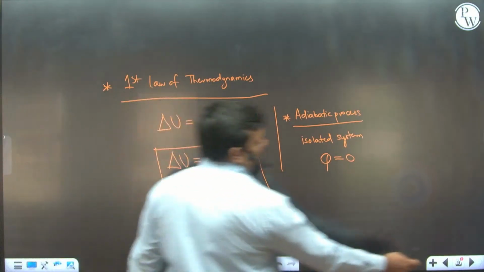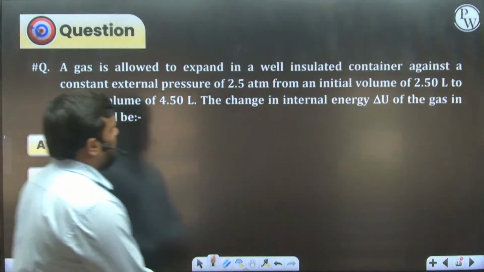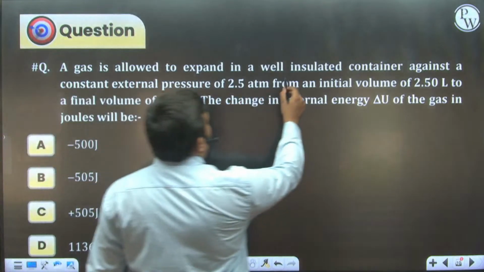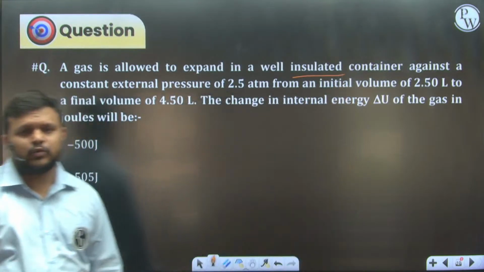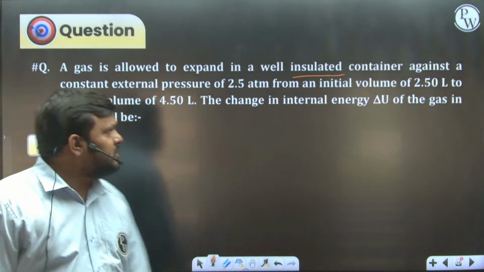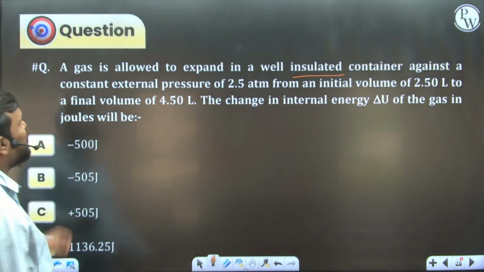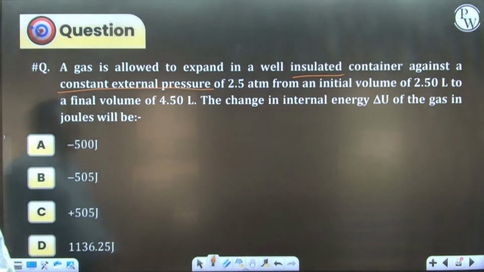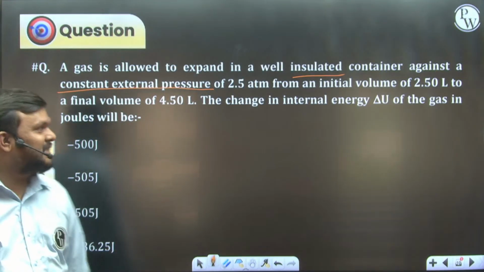So let us see the question. A gas is allowed to expand in a well insulated container. So it is an insulated container, as I told you, this is an isolated system, adiabatic process. And they have also said work done against a constant external pressure. So this is an irreversible process.